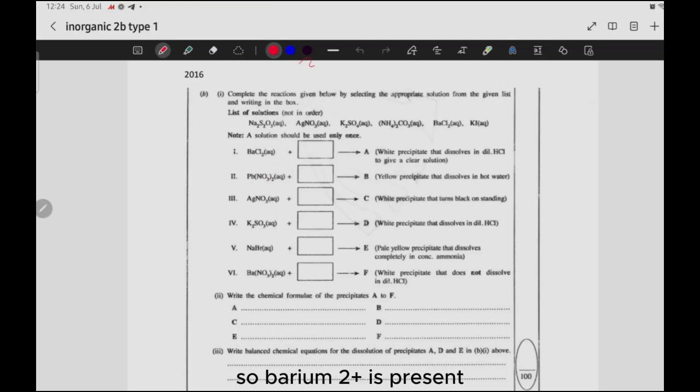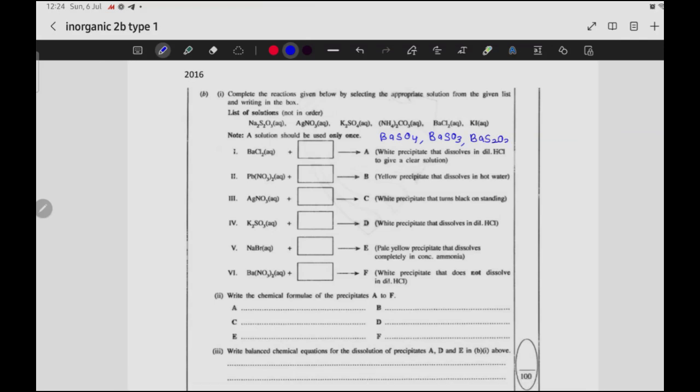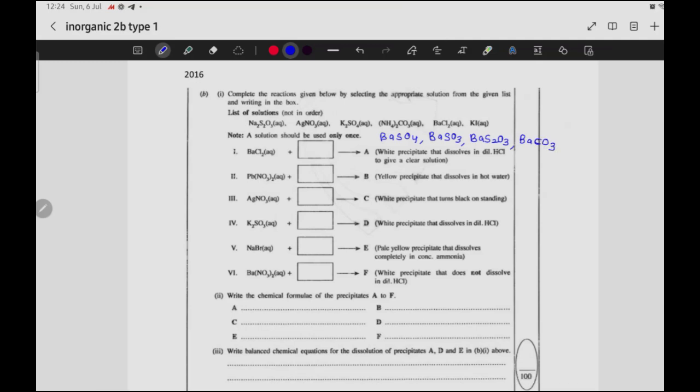So barium 2+ is present, and they are saying a white precipitate. So what are the precipitates formed? I gave the note, right? Barium sulfate is a precipitate formed. Barium sulfite is a precipitate formed, right? Barium thiosulfate is a precipitate formed, right? And barium carbonate is a precipitate formed. That is the white precipitate that is formed with barium 2+.